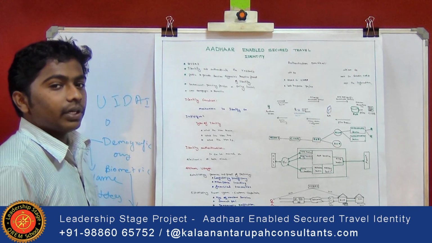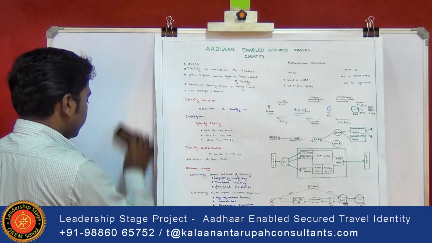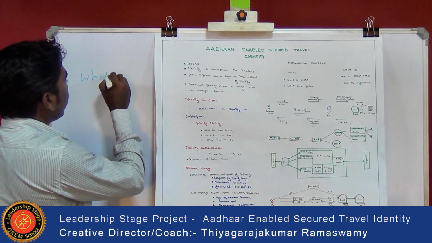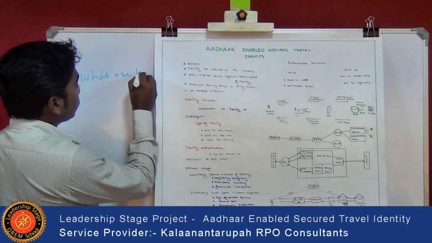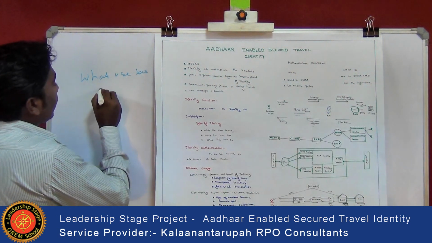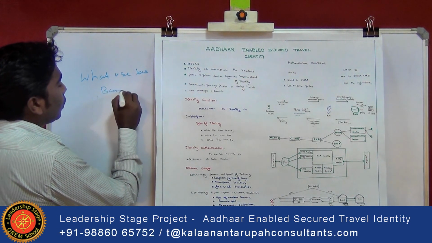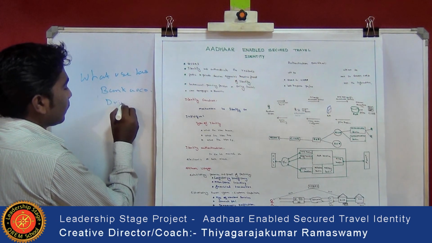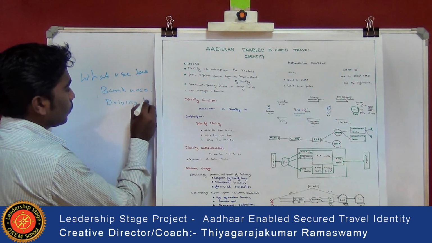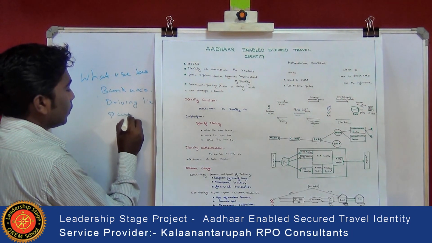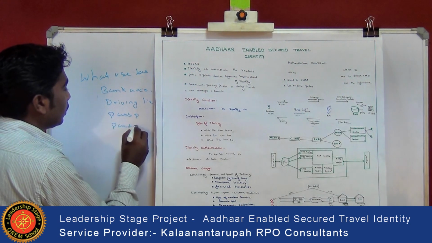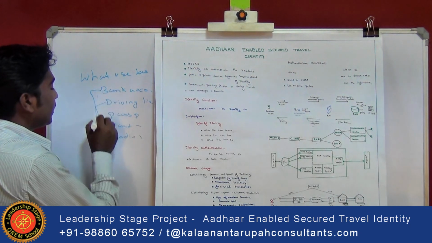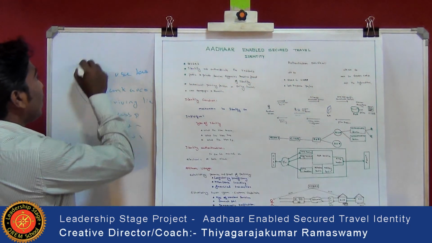The identities used in our project are, what the user has: bank account, driving license, passport, PAN card, and ration card. All the information in these cards is linked to the Aadhaar.